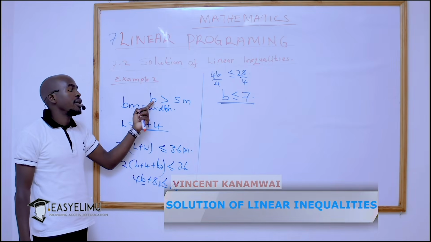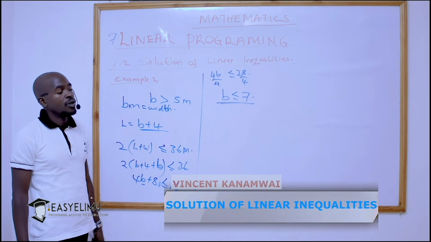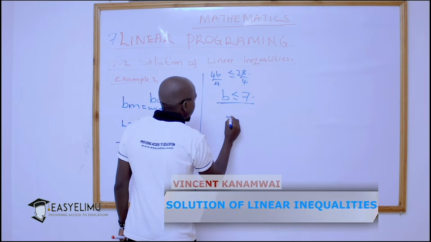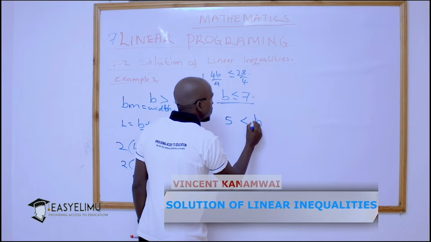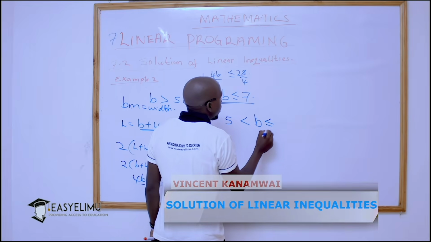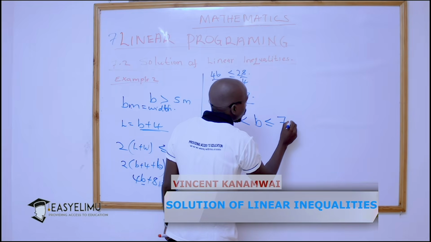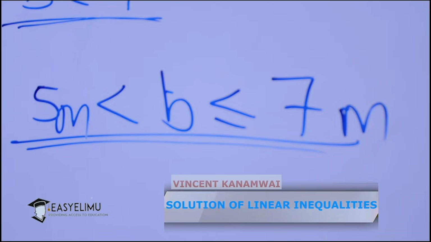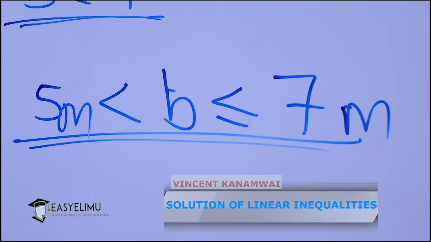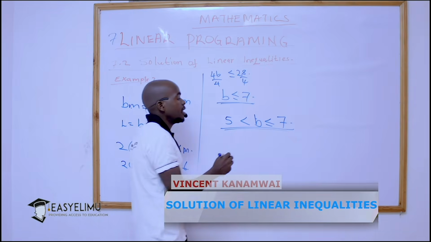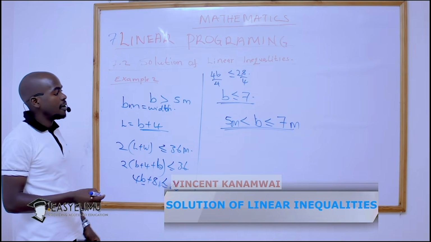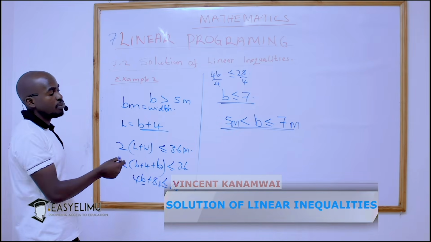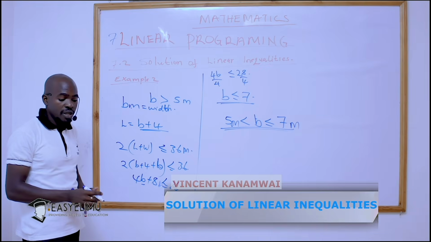At the same time, b is greater than 5. So meaning we can take 5 is less than b, but this b is less than or equal to 7. So that is the range of values which was satisfying the given inequalities. This was 5 meters, 7 meters, because b is in dimension of meters.